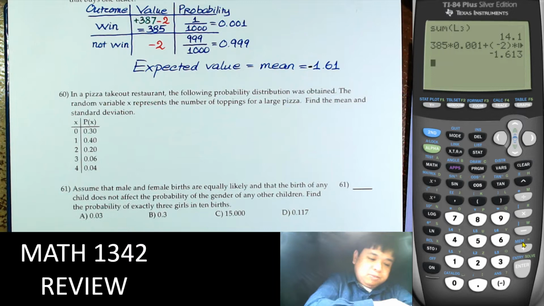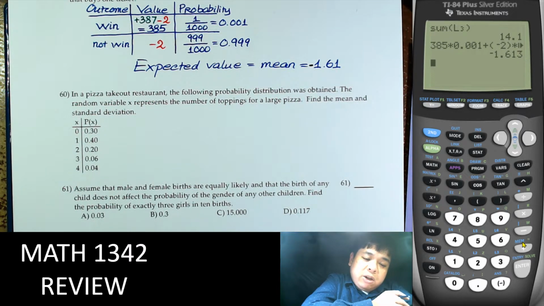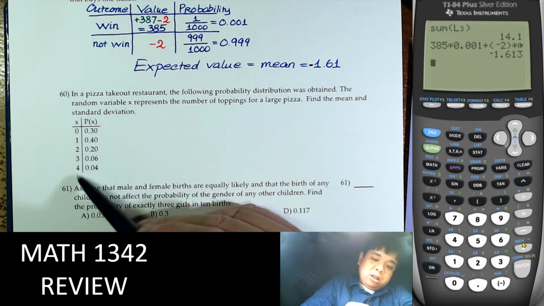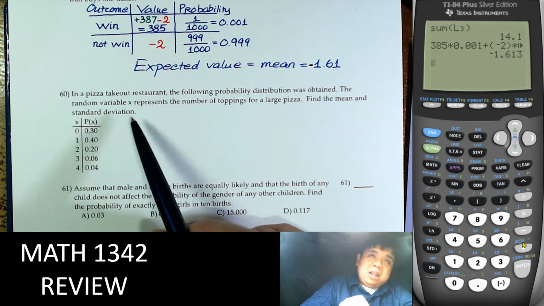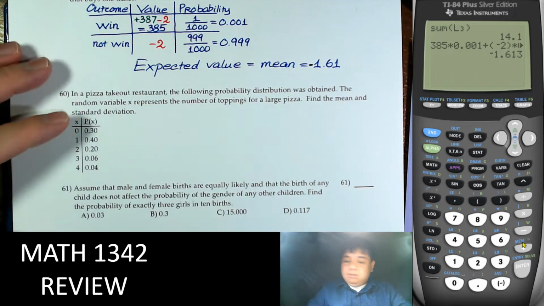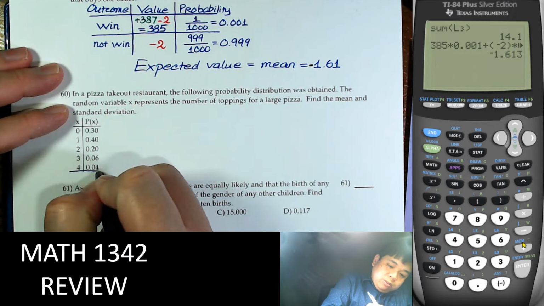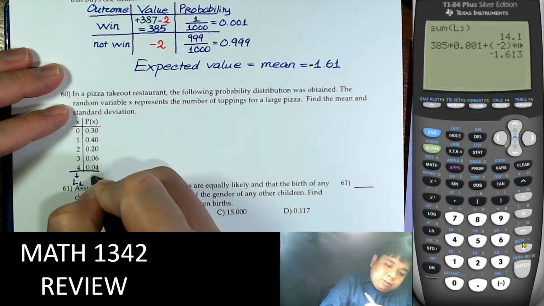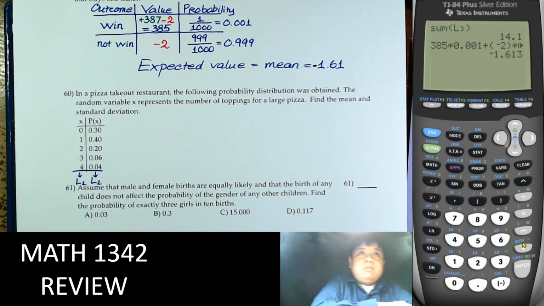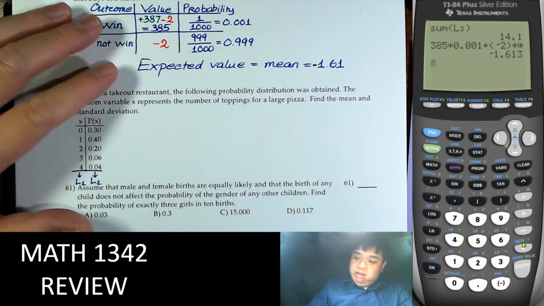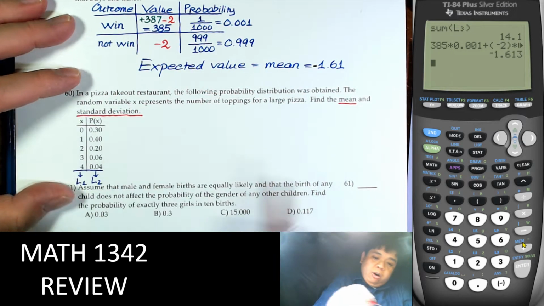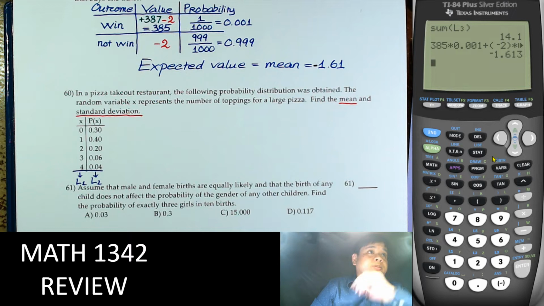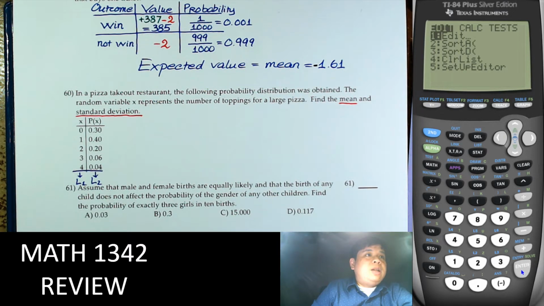Right, next. In a pizza takeout restaurant, the following probability distribution was obtained. So X represents the number of toppings, and with the corresponding probability, find the mean and standard deviation. So on this one, I definitely recommend that we use the calculator to find the mean and standard deviation for a probability distribution. Right, so it's that.